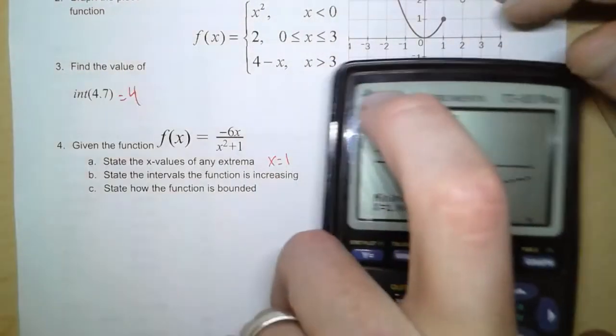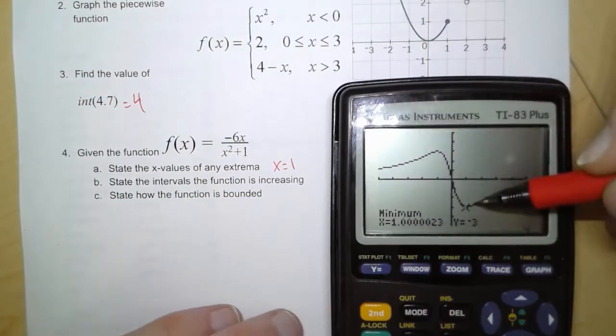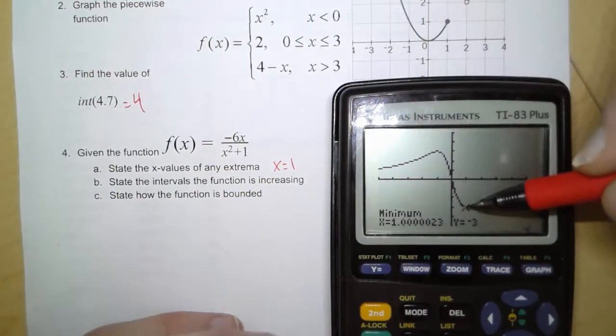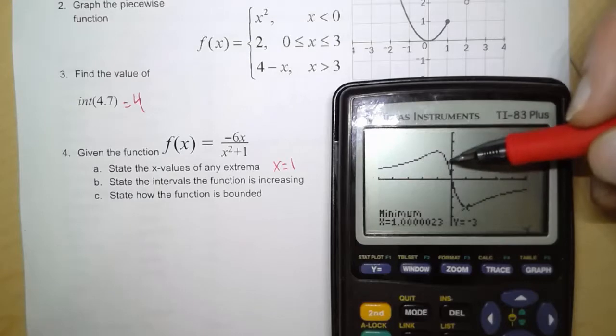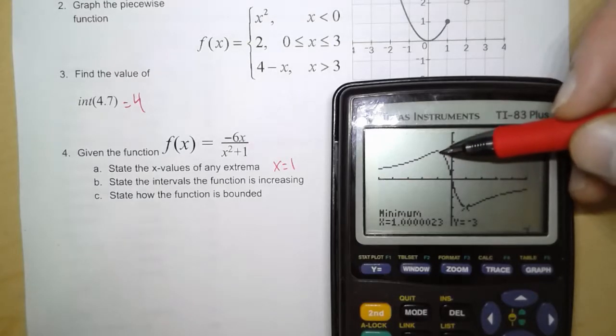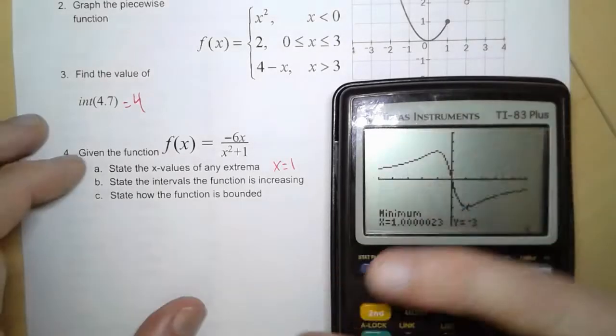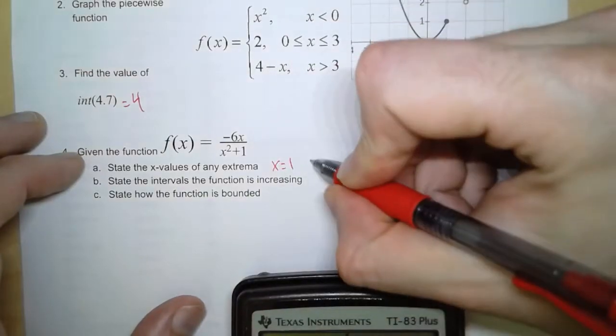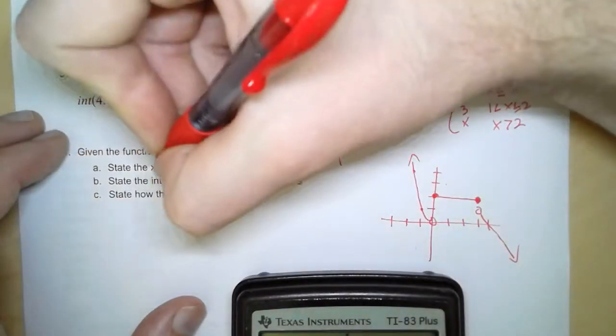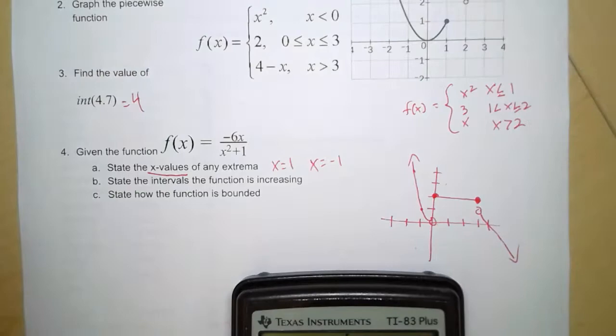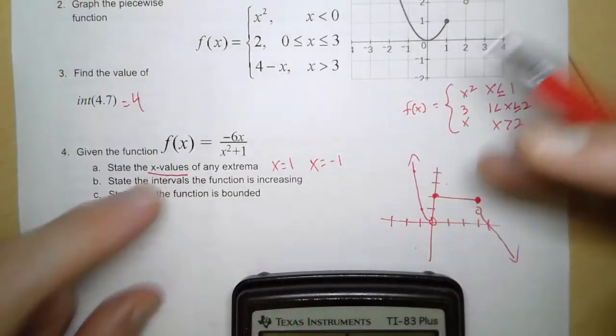And because this graph is an odd function, now this is not something we had on this quiz, but it's a concept we've learned later. Because it's an odd function, we can also say that, all right, well, there's a maximum over here at -1. And notice that I only asked for x values. So if you gave me the coordinates, I took off a quarter point. Not major, but it's just a reminder that, hey, I asked for x values, just give me that.